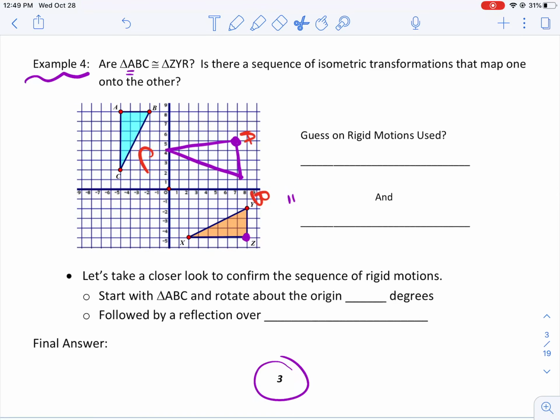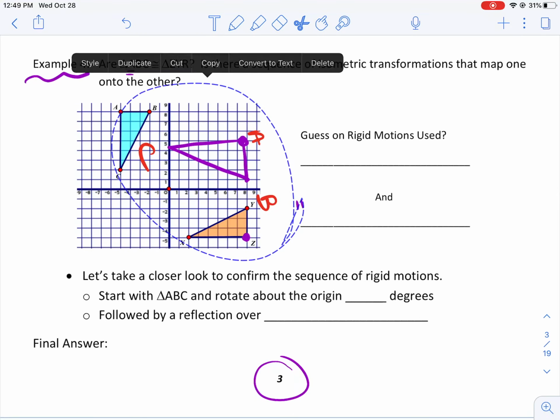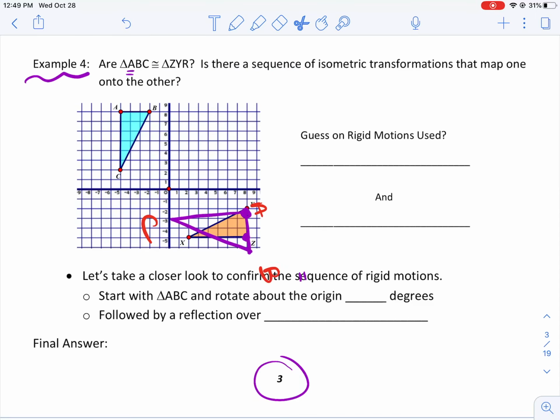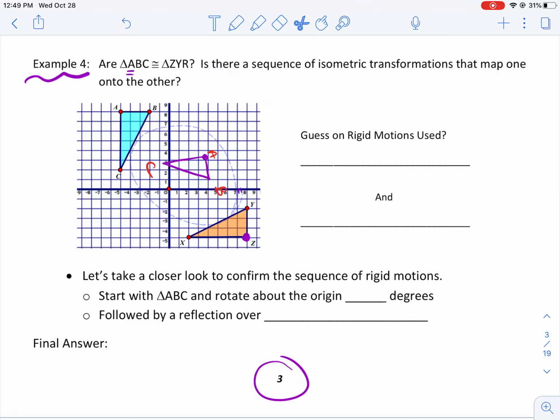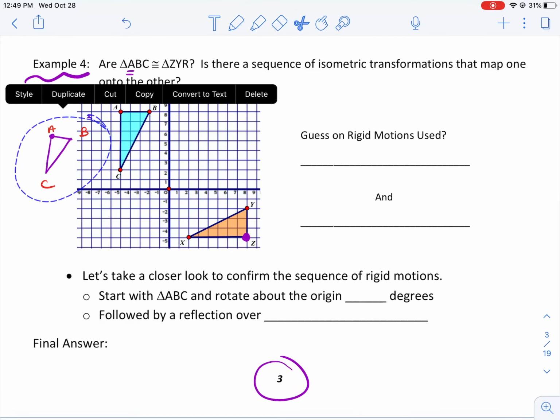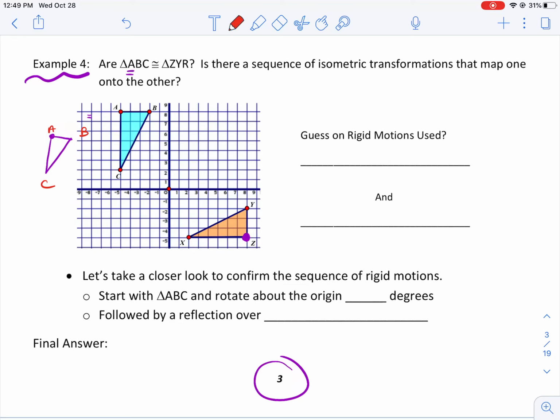And then in order to get the A to line up with a Z, remember? We want the A to line up with a Z. Maybe I have to do some sort of reflection to get it to flip. Okay, so you want to do that process on your own with your patty paper. So far, I'm not sure, but I'm thinking we're going to have to do some sort of rotation and some sort of reflection. So how are we actually going to do this?